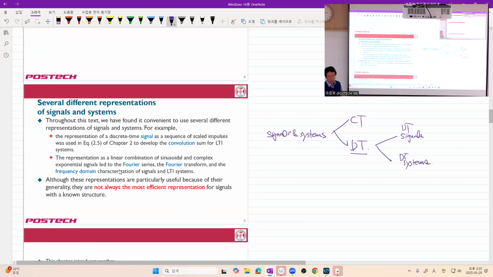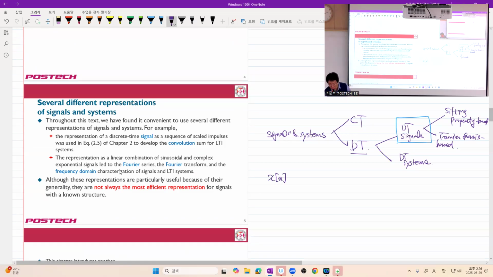And the question is, what have we done to analyze or represent a discrete time signal? And the authors say that the first one is to use the shifting property. Second one is Fourier basis representation. What does that mean?